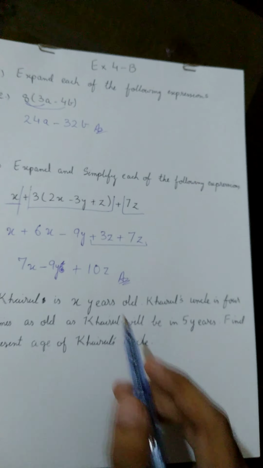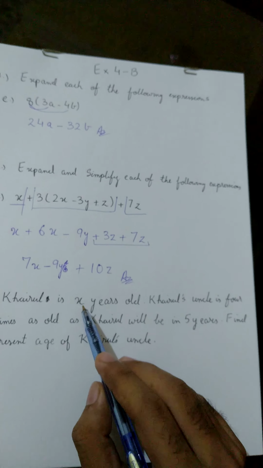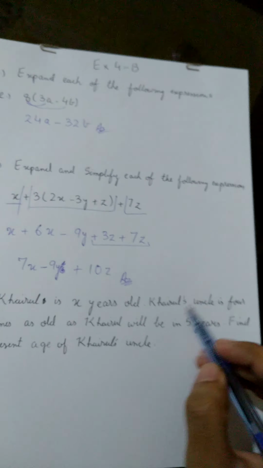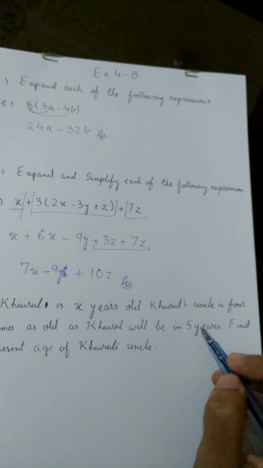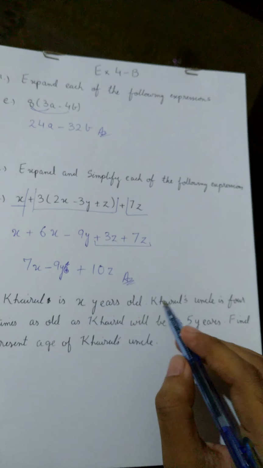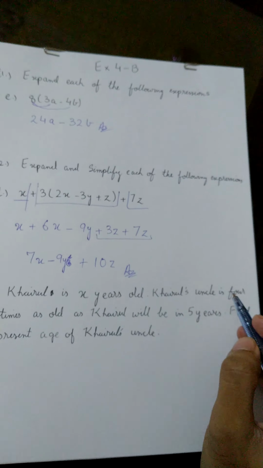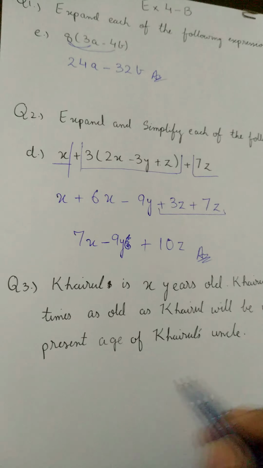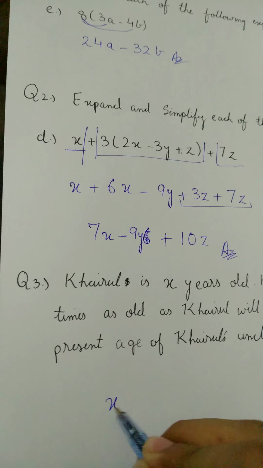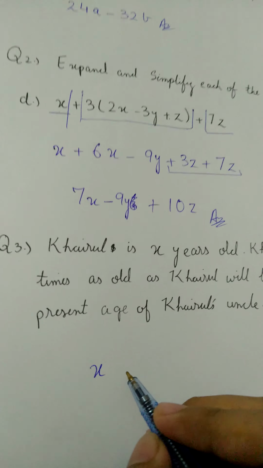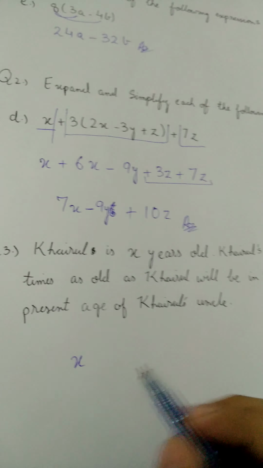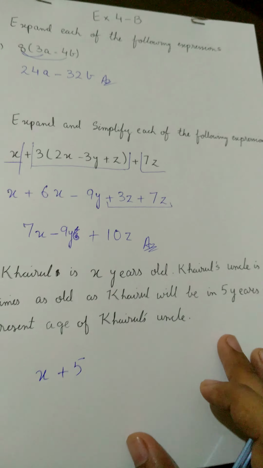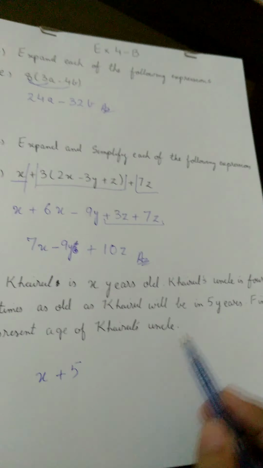So what we have to do here is we know that Khairul's present age is x years old. Khairul's uncle is 4 times as old as Khairul. So first I have to find out how old Khairul will be in 5 years, and then I will multiply that whole value by 4, because Khairul's uncle will be 4 times that age. So it's very easy. We just have to write Khairul's present age is x years old, and we just have to find how old Khairul will be in 5 years. So I will just add 5 to it.